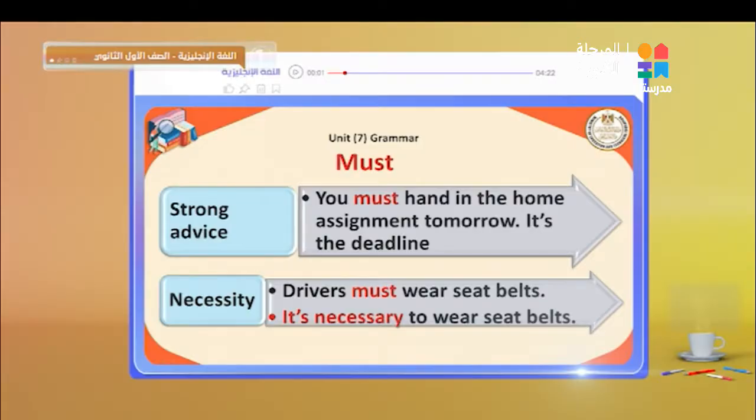What about must? Must can express strong advice. So you can say you must hand in the homework. You must hand in the home assignment tomorrow. It's the deadline. It's the last time you should hand in your homework or your home assignment. So you must. Again, we can say drivers must wear seat belts. Here it's a rule. So it's necessary for drivers to wear seat belts.